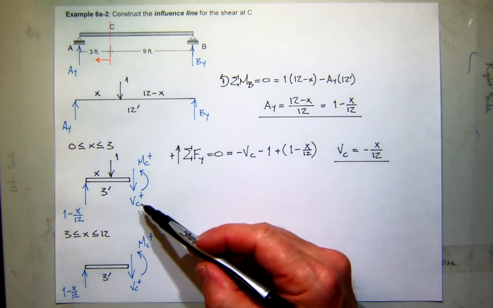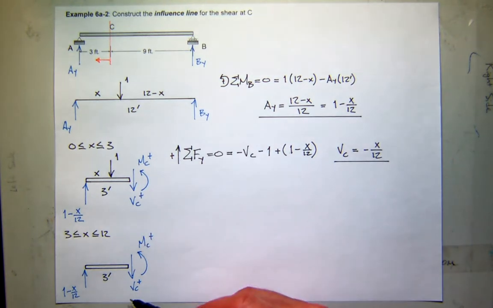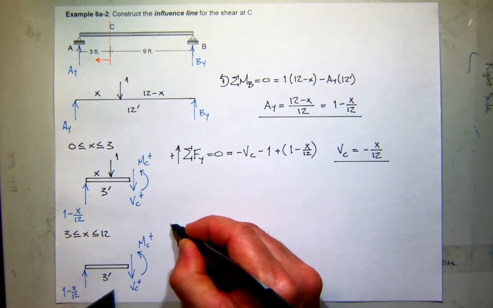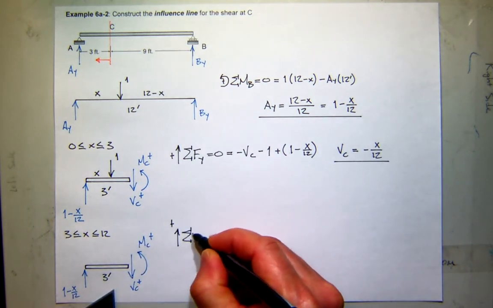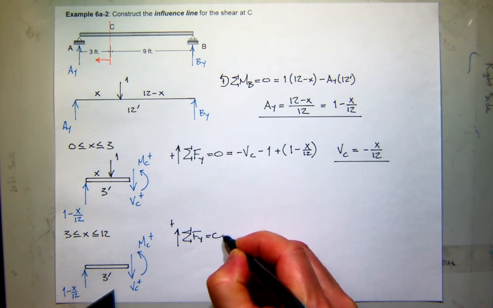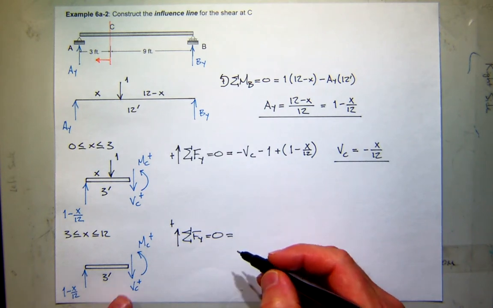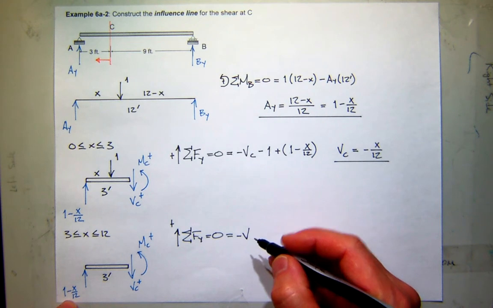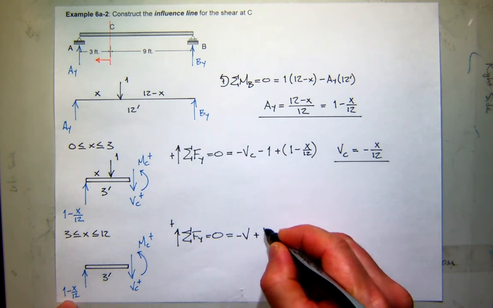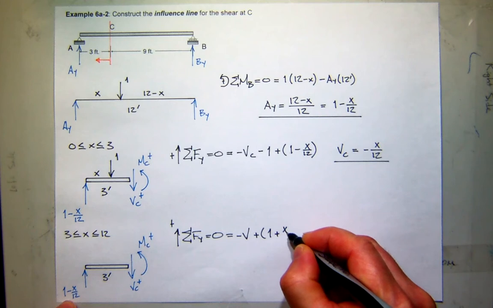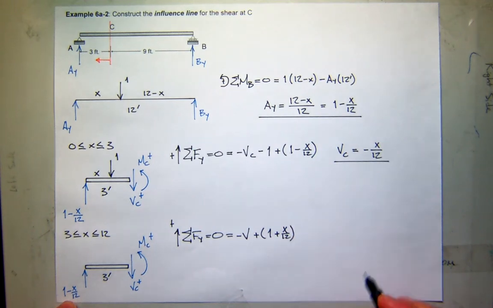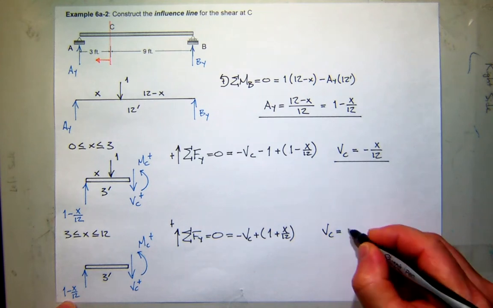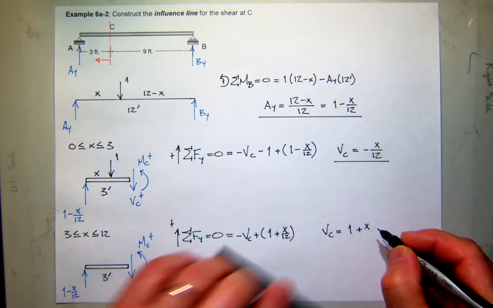Just like we found the shear force by summing forces, we're going to do the same thing here. So if I sum forces in the y direction, to make sure it's in equilibrium, what do I have? Well, I have shear acting down, and I have AY acting up. That's the shear at C. So when I solve for the shear at C, what do I get? 1 plus x over 12.